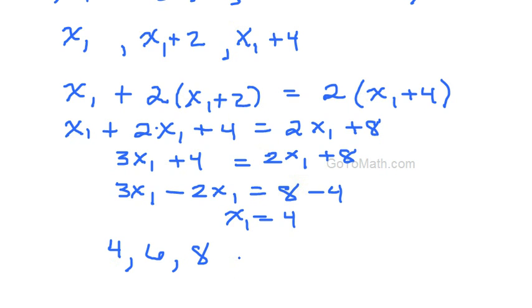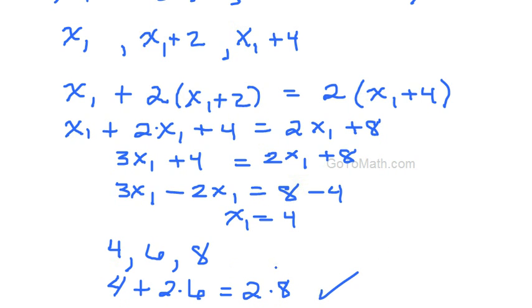Now we can go back and actually check this. Here's our first integer, plus, now remember what it said, twice the second integer is equal to twice the third integer. So let's actually look at this. This is 12, and 12 plus 4 is 16, and of course 2 times 8 is 16. 16 is equal to 16. Bam.